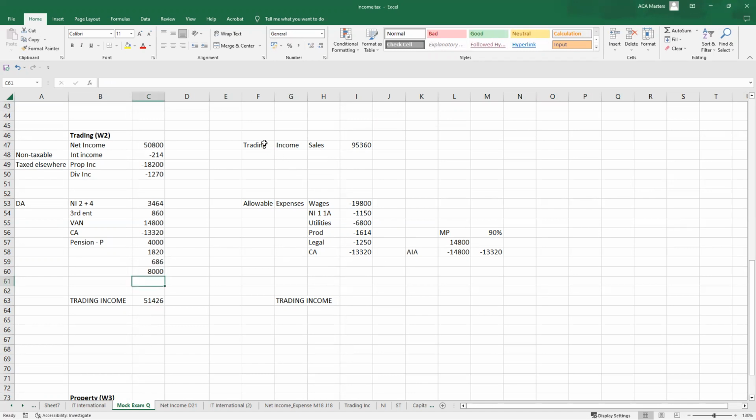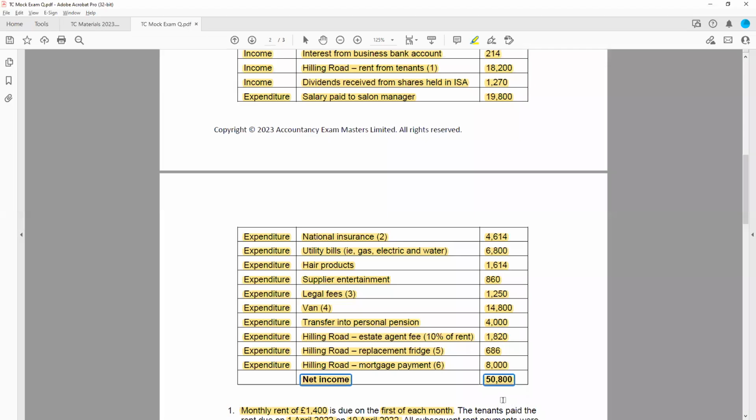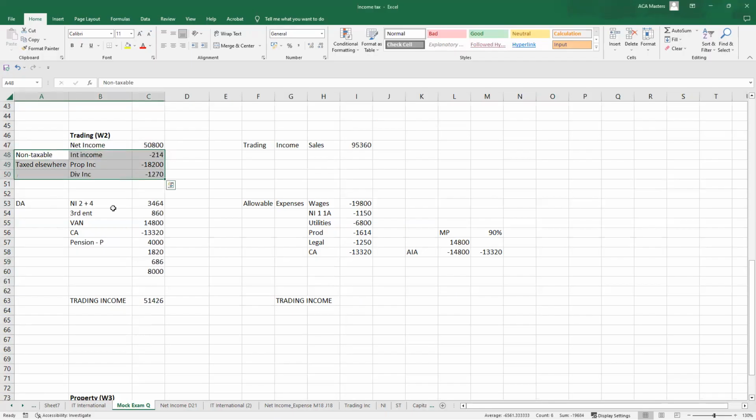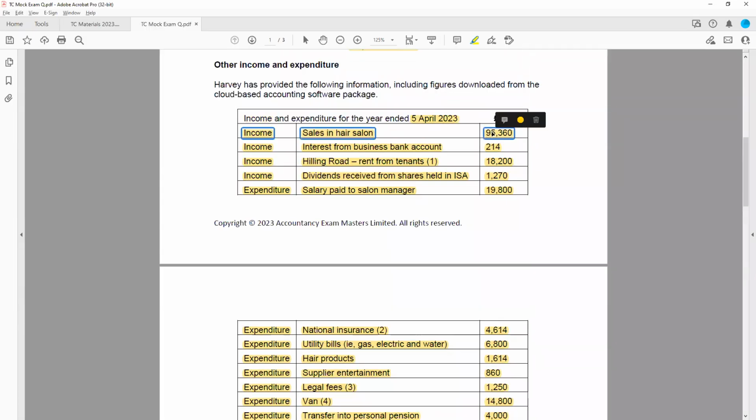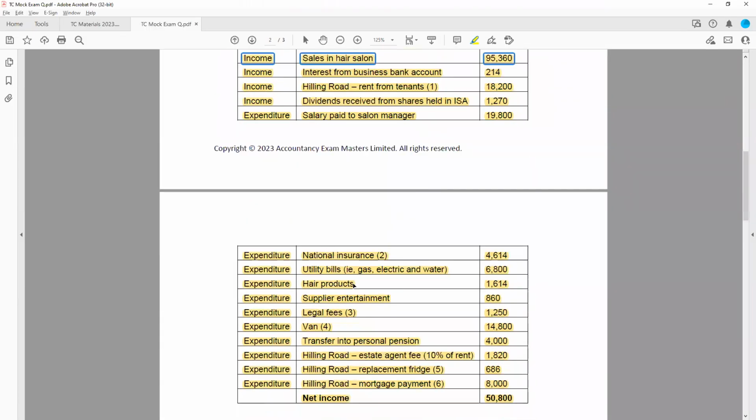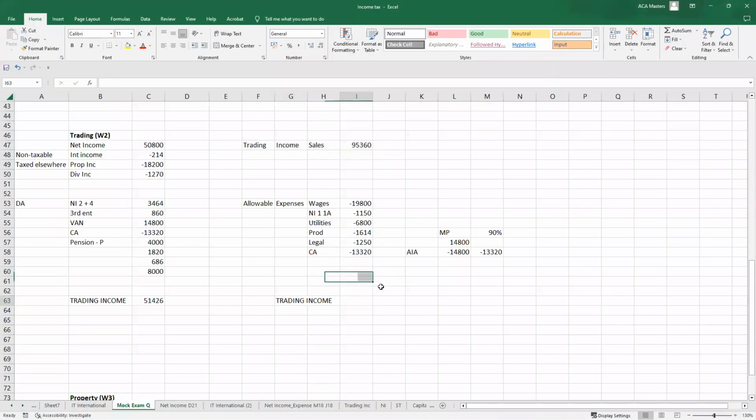And then as an alternative, rather than starting with the overall profit, taking out the non-taxable income and disallowing all the expenditure which isn't trading related, you could, of course, just start with the income which is trading and then just deduct all the amounts which are allowable. But of course, you'll get to the same answer, just two different ways of doing the same calculation.